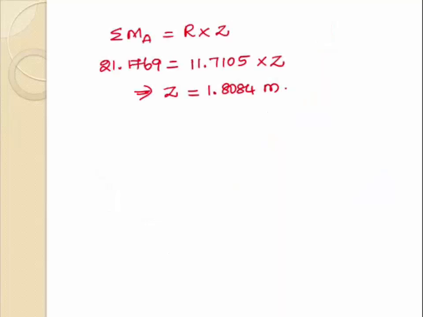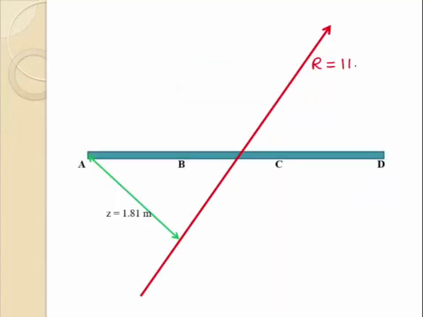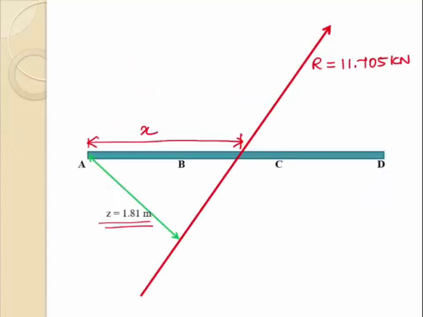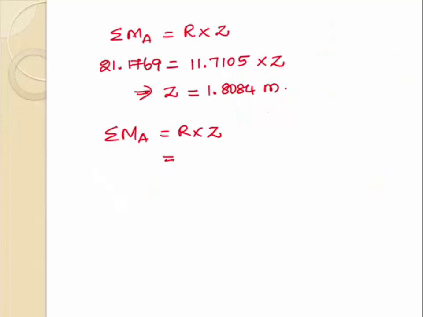Okay. So now we can locate the resultant force about point A like this. The magnitude of the resultant force is 11.7105 kilonewton. The perpendicular distance between point A and the resultant force is 1.81 meter. If we want to locate the resultant force from point A horizontally, we have to know this distance. Summation MA is equal to R into perpendicular distance. So if we want to calculate this distance x, then we have to consider the vertical component of the resultant force. So about point A, the summation V gives anti-clockwise moment.